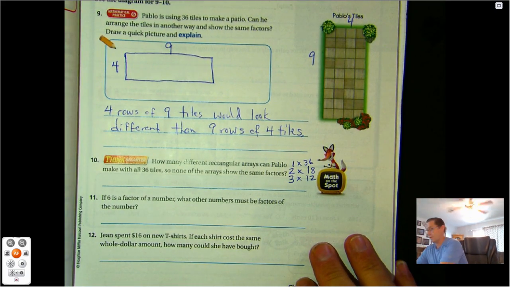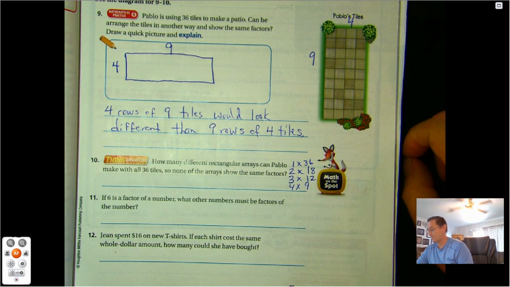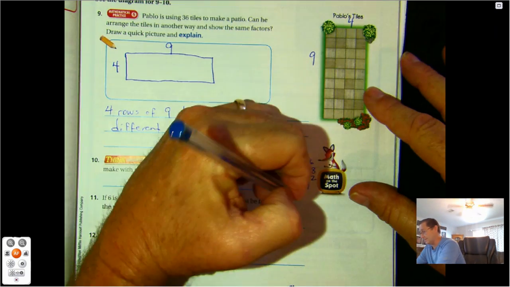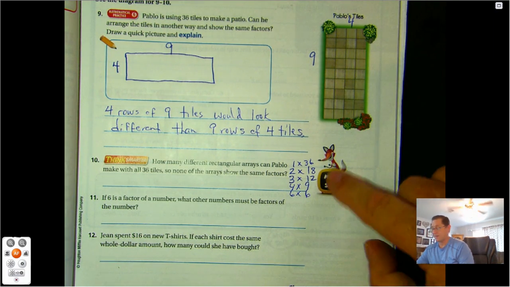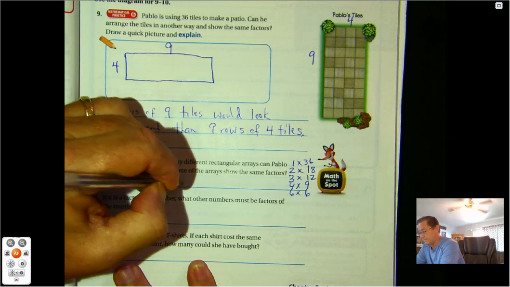5 won't work. 6 times 6 is 36, so that will work. And then we start repeating these. So how many different rectangular arrays? He can make 5 rectangular arrays.